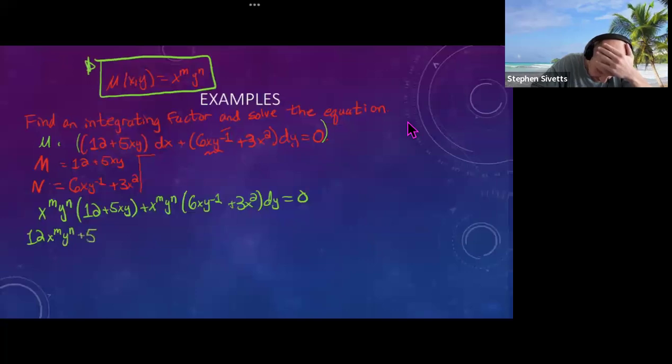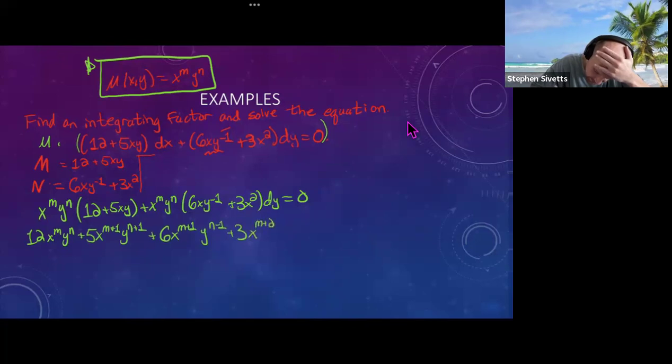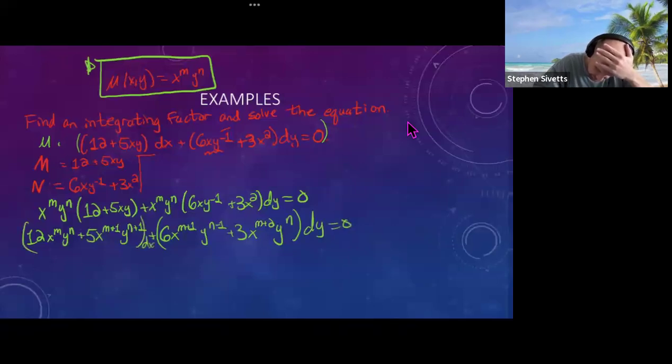So we'll have 12 x^m y^n plus 5 x^(m+1) y^(n+1) plus 6 x^m y^(n+1)... then we'll have a y raised to the n minus 1 power plus 3 times x^(m+2) y^n. This is dy, and this here is dx. This has to equal 0. Right, and then we want to use this differential equation to solve for exactness here.